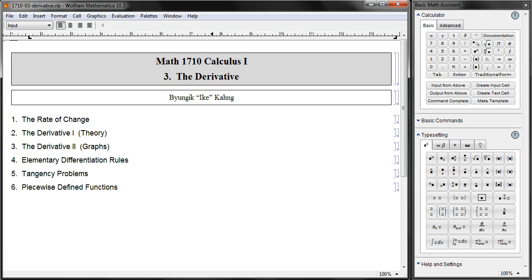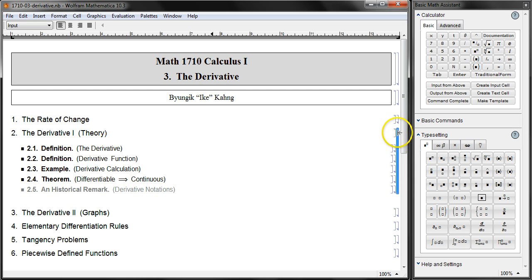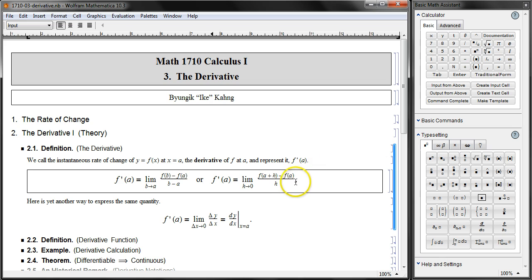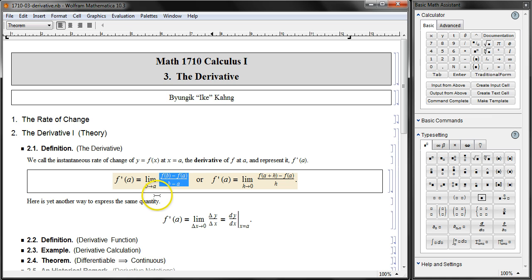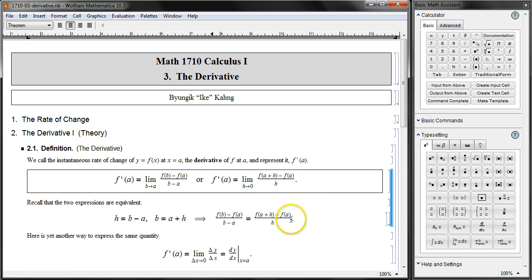Hello students, welcome back. In the previous video, we covered up to the definition of the derivative. Basically, it was the instantaneous rate of change. We could express it as the average rate of change formula with limit b approaching a, or equivalently, Newton quotient, where limit h is approaching 0. These two are equivalent, and we can see the equivalence algebraically like this.